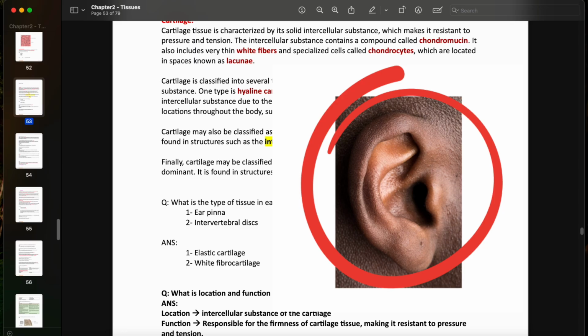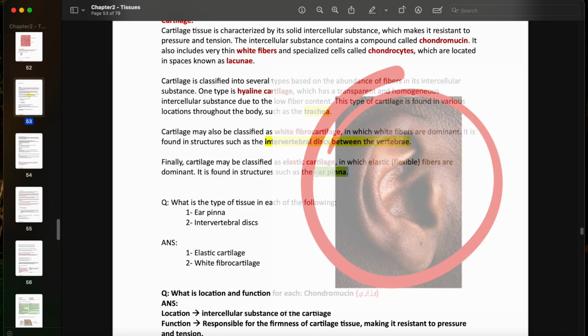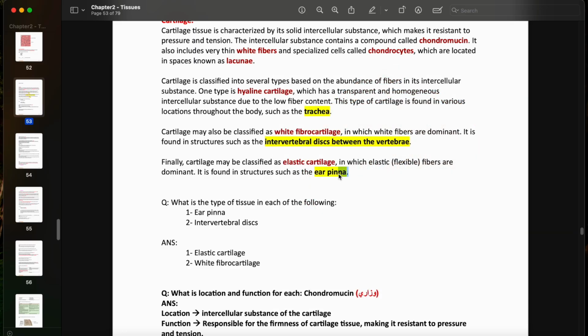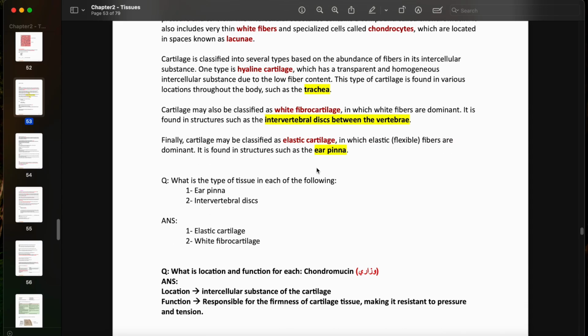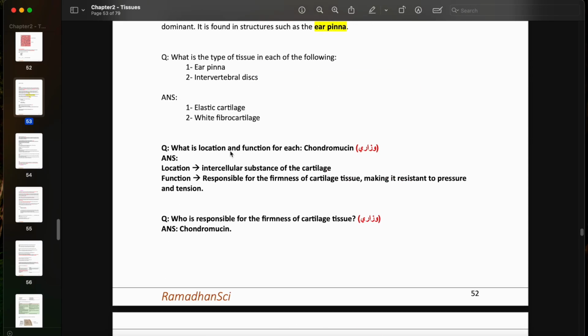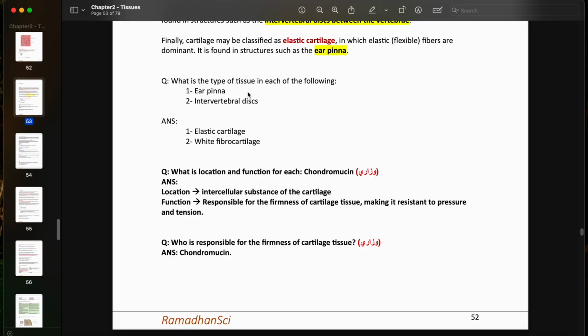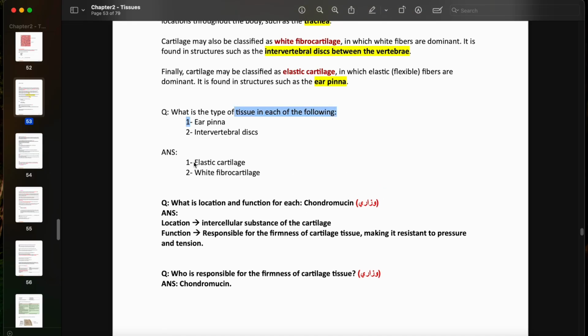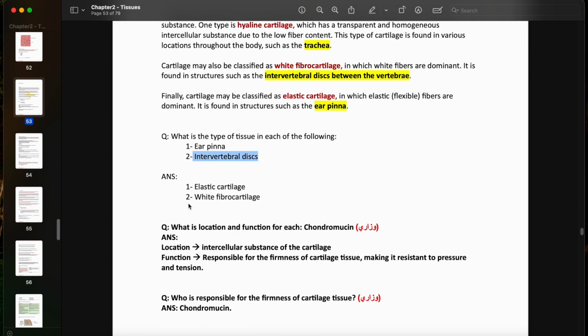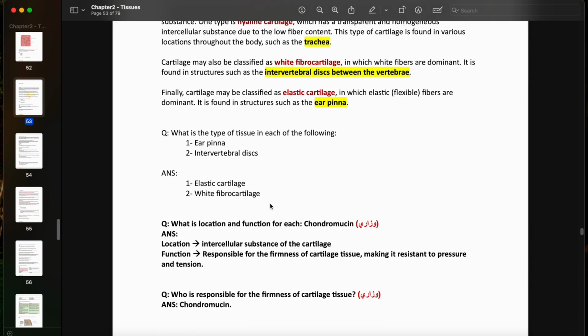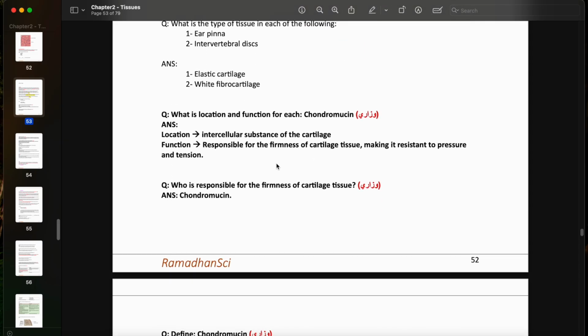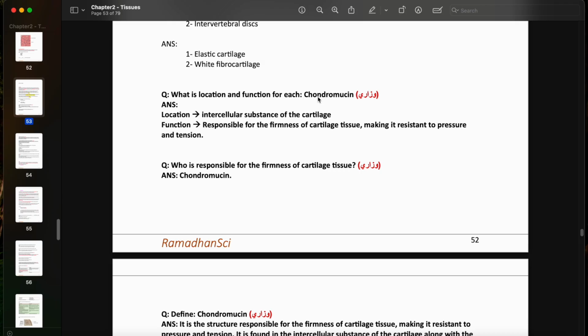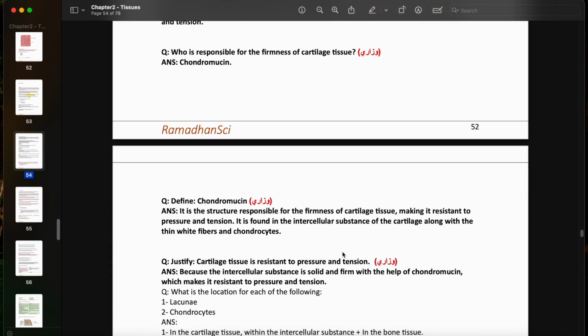The cartilage that you can touch. Basically your ear pinna is made up of cartilage, elastic cartilage. Now, what is the type of tissue in each of the following? Ear pinna is going to be elastic cartilage. Intervertebral disc, it's going to be white fiber cartilage. Very important to know the tissue type in those structures. What is location and function for each of the following? We've already discussed that.